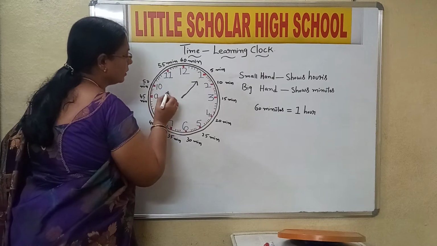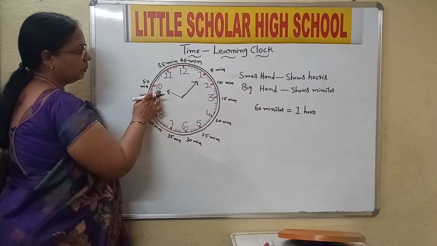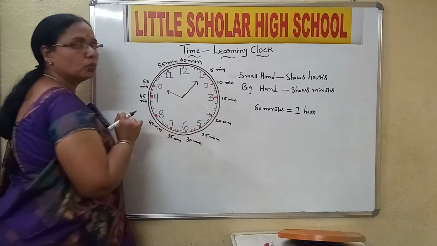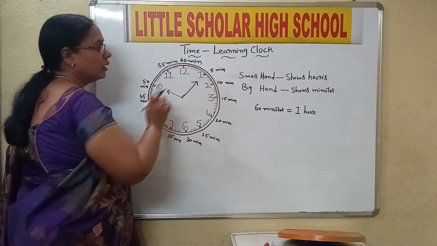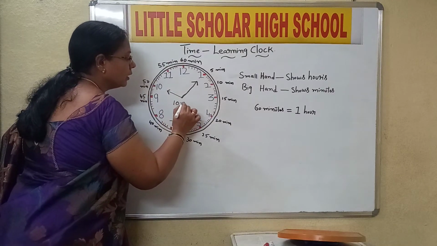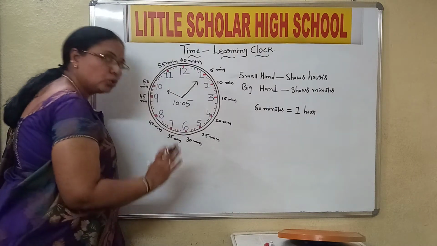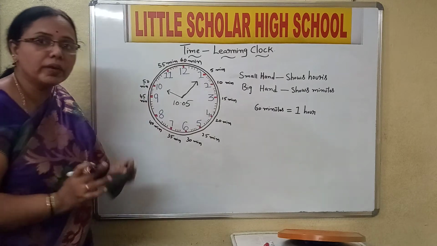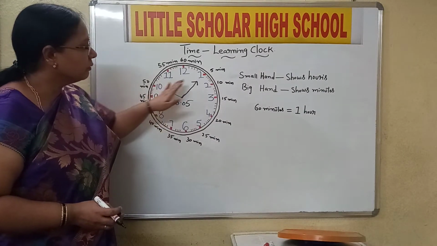Now you see. Let the small needle be on 10. And where is the big needle? The big needle is towards 1. So we can say 10:05. What is the time? The time is 10:05, we can say. Or else we can also say 5 past 10. There are two ways of saying. One is 10:05.